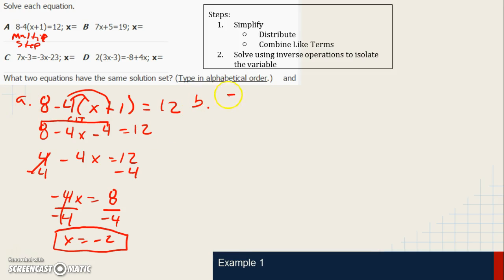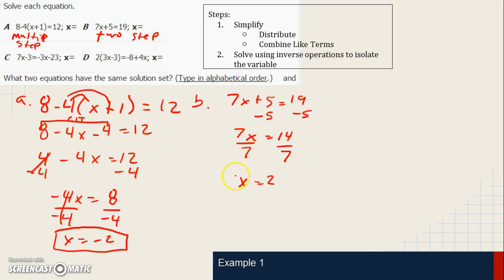Let's see, B is a 2-step equation, meaning there's 2 steps that we're going to need to perform in order to get the variable by itself. And the first step is, since there's nothing to simplify, we're going to go ahead and start using inverse operations. The first step is to eliminate the addition by subtracting from both sides. And we're left with 7x equals 19 minus 5, which is 14. Now we can go ahead and divide both sides by 7, since the 7 was being multiplied to the x. And we have x equals 2.